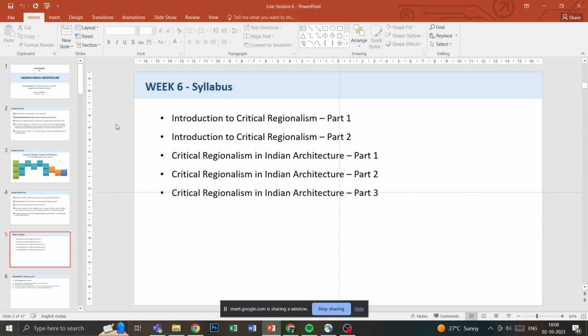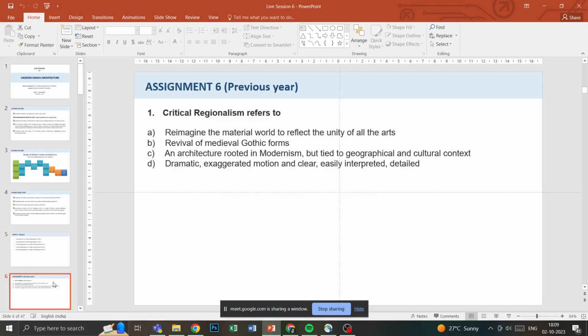The content covered in week 6 was completely about critical regionalism. Two lectures were about the introduction to critical regionalism and three lectures were about critical regionalism in Indian architecture, with examples from the works of B.V. Doshi, Charles Correa, and Uttam Jain, and we will be solving the questions based on that. So without any further ado, we will start with the session.